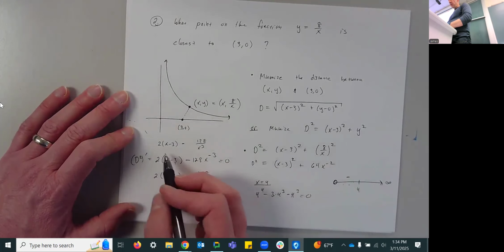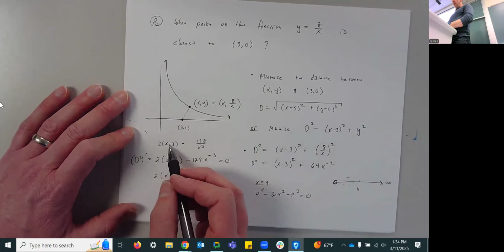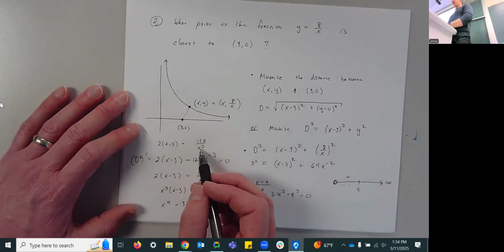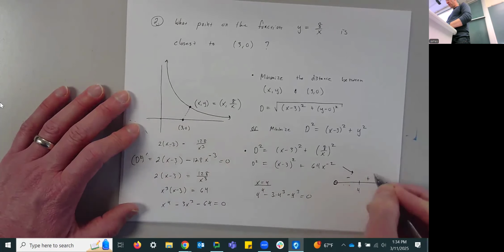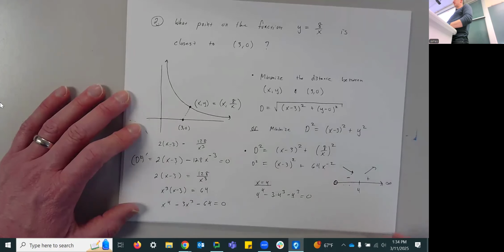This is the big number. 2 times a billion minus 3 is pretty big. Minus 128 over a billion cubed is very small. That's going to be very positive. So yes, my function is decreasing left of 4. It's increasing right of 4, meaning we have to have a minimum when x is equal to 4. So we've minimized that distance, which means the value we found is the closest.